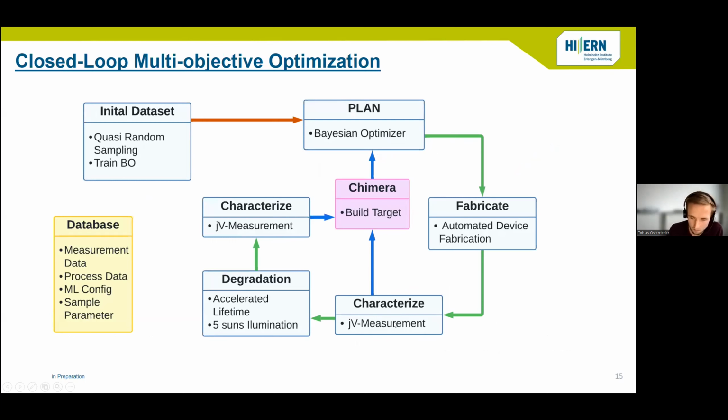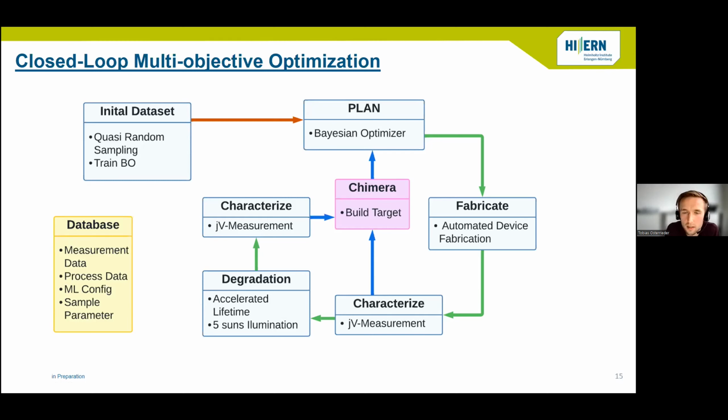We measure them initially, so right after fabrication, we measure once, so we get an initial efficiency. Then we degrade the cells. In our case, we use an accelerated lifetime setup where we illuminated the cells under 5 suns for, I think, 40 hours. And after degradation, we measured them again, and the PCE after degradation was our second target. So we then put those targets to Chimera.